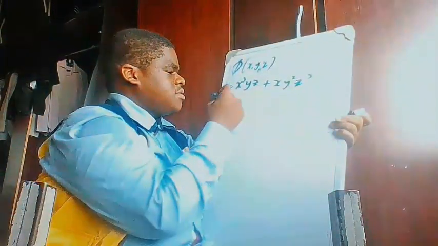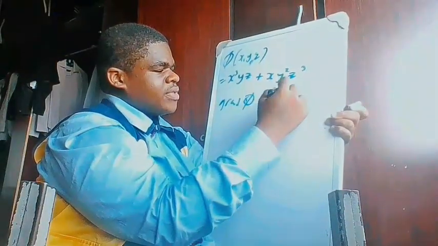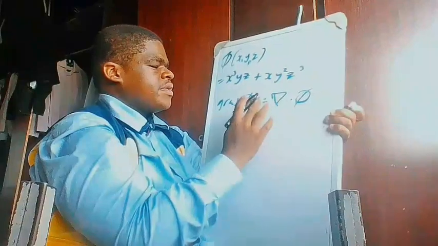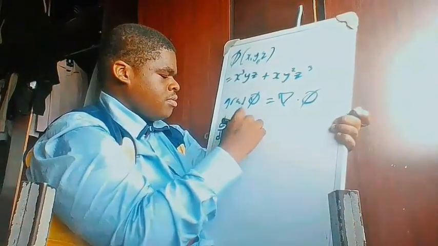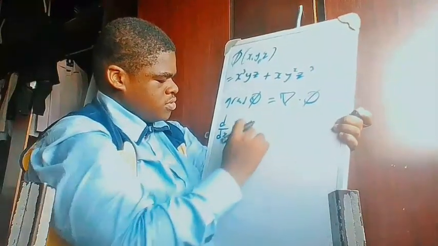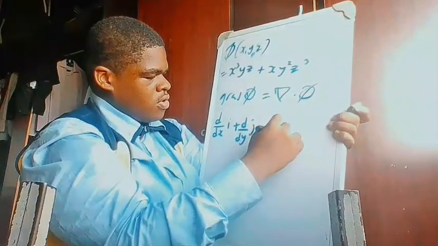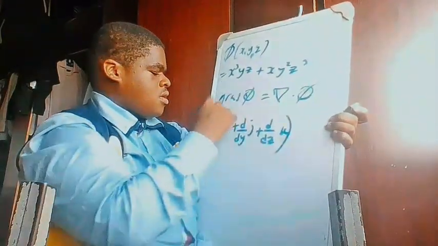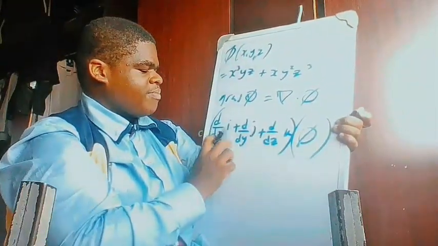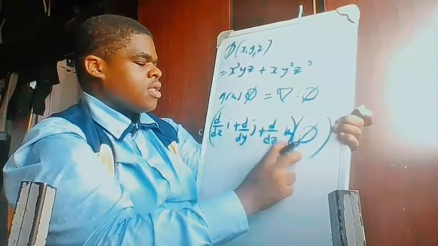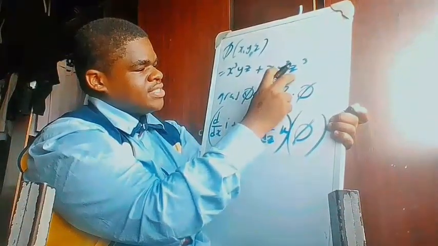Now how do you find grad phi? As I said before, grad phi is equal to nabla dot phi. Nabla is equal to the derivative d/dx of i plus d/dy of j plus d/dz of k. I'm multiplying this with phi. Phi is equal to x cube yz plus xy square z cube.